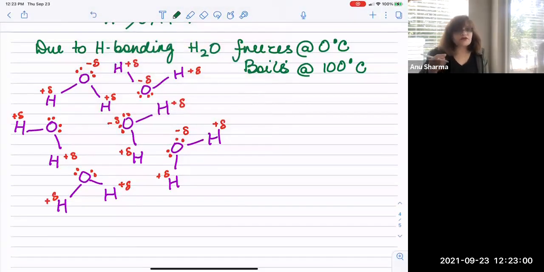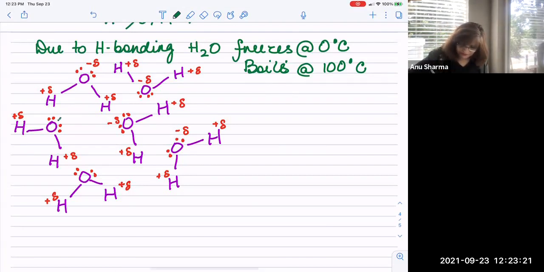Remember, intermolecular forces are in between the neighboring molecules. It's always the neighboring molecules. It's not inside the molecules. Inside the molecules defines the molecule in general, like the shape and the polarity, but intermolecular forces are in between the two.